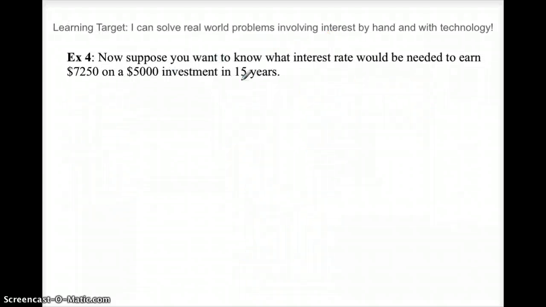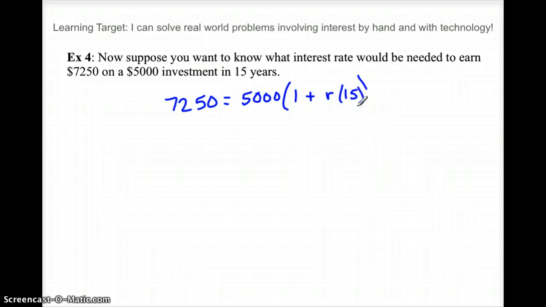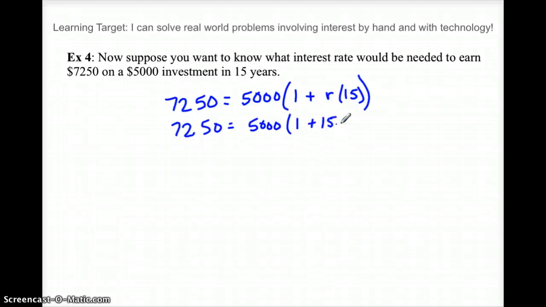Okay, one more. Now suppose you want to know what the interest rate would be in order to get $7,250 in your account in 15 years. So this time I know the A, I know the principal. This time I don't know the rate, but I do know that the time is 15. I want to get that much money in my account after 15 years. So kind of the same thing. Kind of stuck in a pickle in the parentheses. All I can do is rewrite it as 1 plus 15r. Ooh, that's a lot of change.